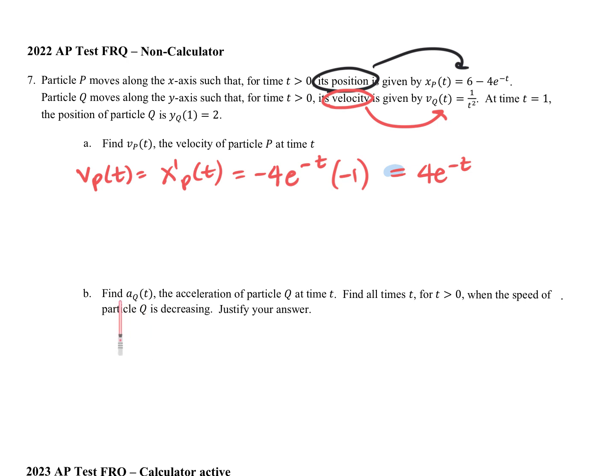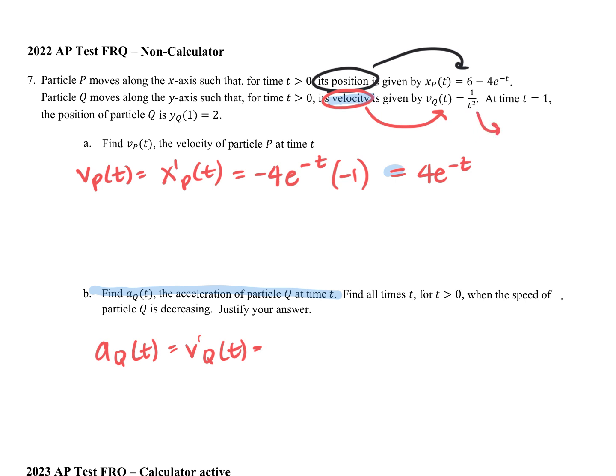Then it says find the acceleration of q. Q is the second one. Find the acceleration at t. Let's just start with that. I'm just going to do the first sentence. The acceleration. They gave us velocity. So what would I do to get the acceleration? The derivative. I agree. So I'm going to say a sub q of t is just the derivative of velocity. Do you want to leave it like this and do quotient rule, or do you want to rewrite it so we can do power rule? Let's rewrite it. What is this?